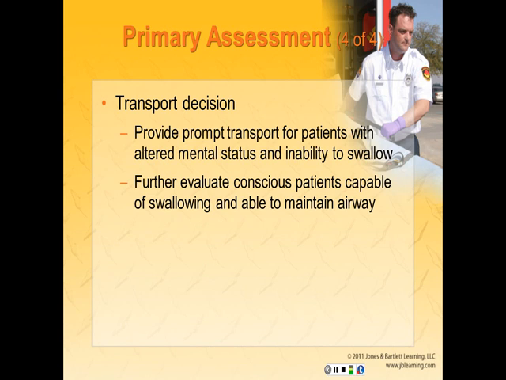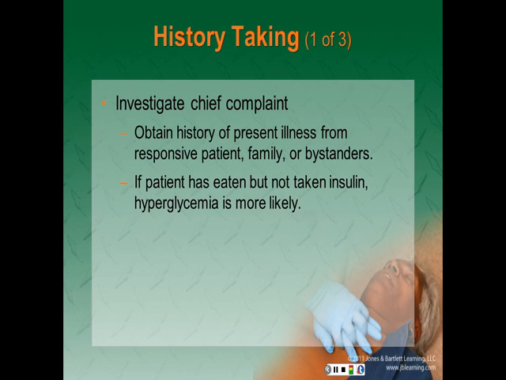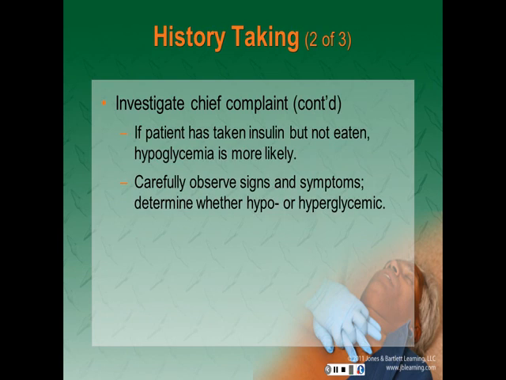History taking. Investigate the chief complaint. Obtain a history of the present illness from responsive patients, family, or bystanders. Responsive diabetic patients will often know what's wrong. If the patient has eaten but not taken insulin, hyperglycemia is more likely. If the patient has taken insulin but not eaten, hypoglycemia is more likely. Observe physical signs and symptoms to determine whether the patient is hyperglycemic or hypoglycemic.